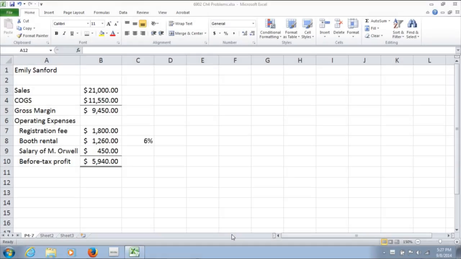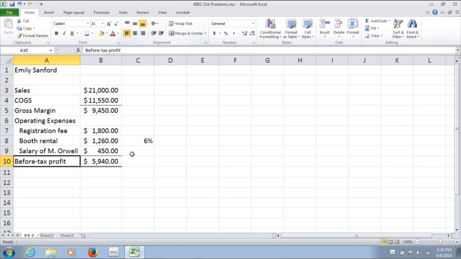In problem 4.7, Emily Sanford is examining the previous year's sales numbers and is wondering, well, what if she extends her sales a bit? In other words, try to sell a little bit more, and this way increase the sales by 20%. What will happen to her profit?